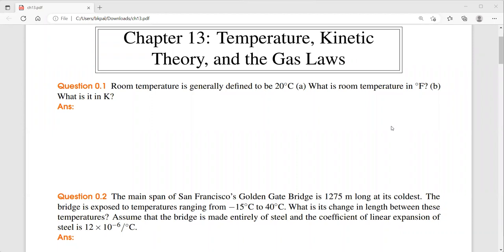All right, so let's start the problem solving for chapter number 13. Okay, so let's start with question number 1.